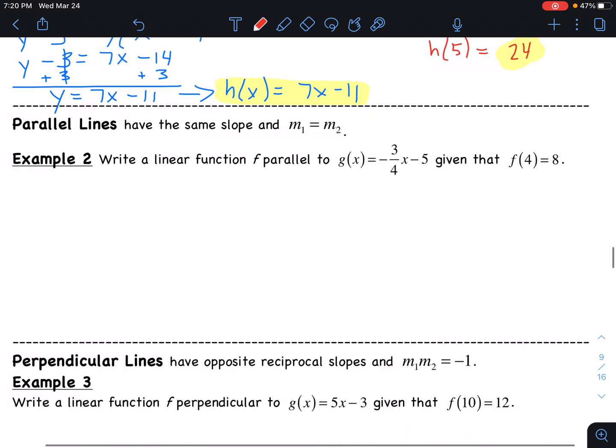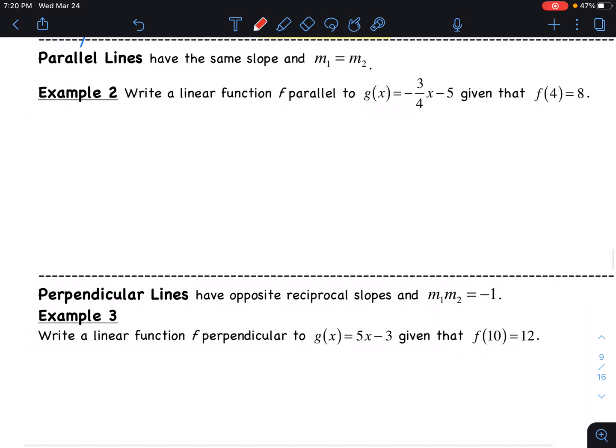Now, parallel lines. In this next part, we're still having our main goal being to write equations of lines, but we're going to be talking about parallel and perpendicular lines. So parallel lines, remember, have the same slope. The slope of one is the same as the slope of another. That's what it means by m1 equals m sub 2. So example 2, let's read these directions.